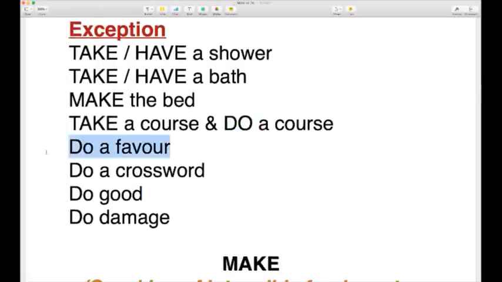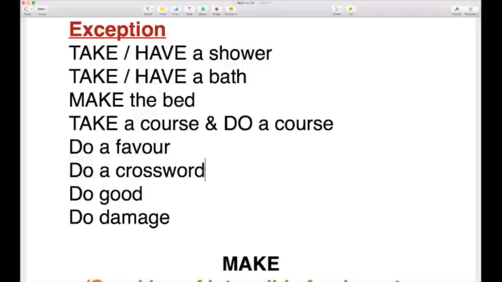You'd ask someone to do you a favour. Do me a favour. Could you do me a favour? Could you do my mum a favour? I did a favour for my friend today. So that means to help somebody without reward sometimes.